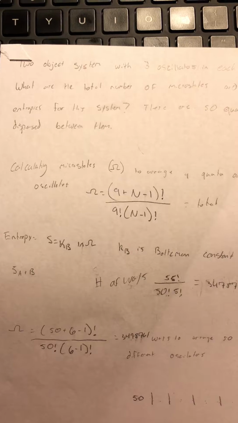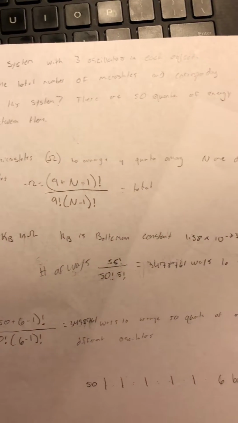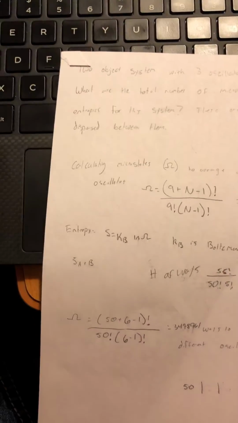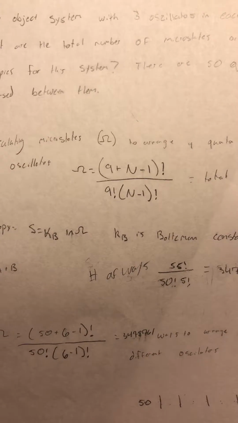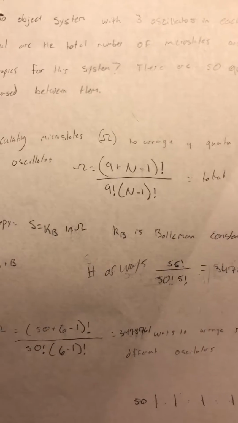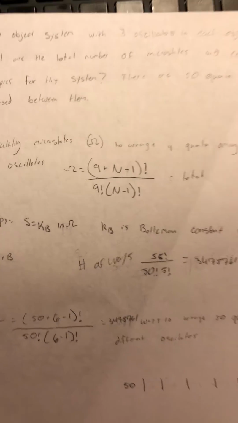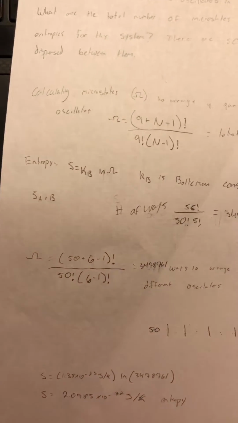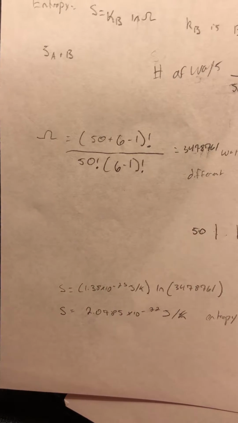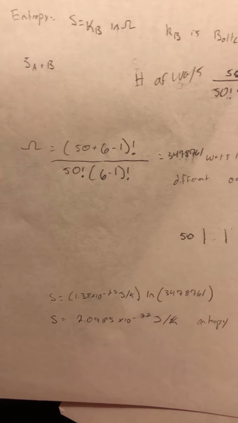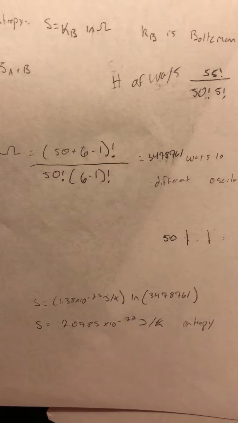And just for reference, to calculate the microstates omega to arrange q quanta among n one-dimensional oscillators, you use this equation: omega equals (q plus n minus 1) factorial over q factorial times (n minus 1) factorial. And then for entropy, we use Boltzmann's constant times the natural log of omega total. So that's the equations I reference in my graphs.